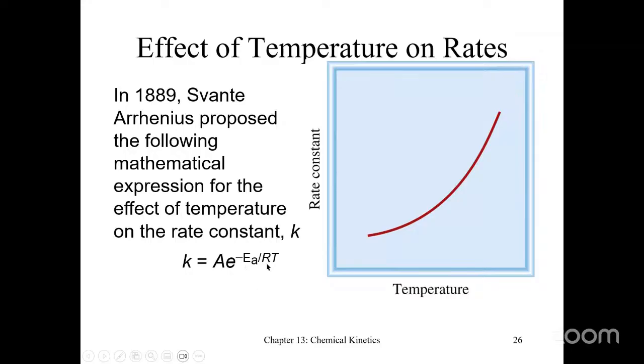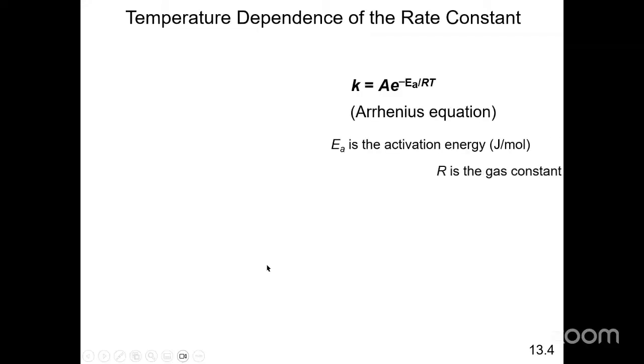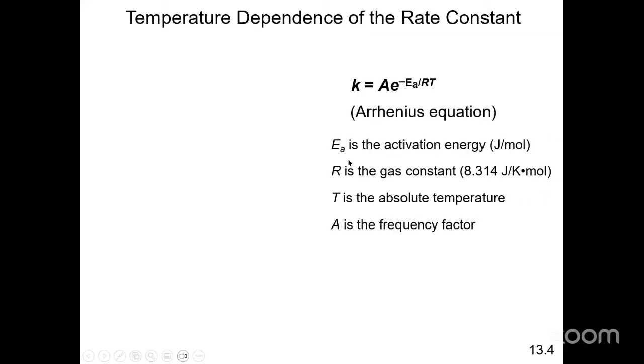R is the molar gas constant, and in this case, R is equal to 8.31 joules per mole Kelvin. So not the other R value that you would probably be more familiar with. And then T would be the temperature in Kelvin. So that's the equation relating the rate constant to the temperature. So these are the terms here: EA is the activation energy, R is the molar gas constant, T is the temperature in Kelvin, and A is the frequency factor.